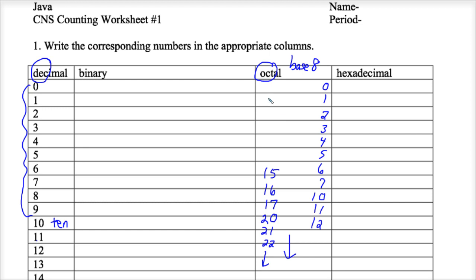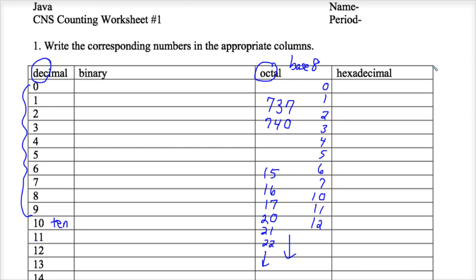Hey, what would be the next number after 7-3-7 in octal? Well, you can't make that 7 into an 8. So this 3 bumps up to a 4. That 7 resets to 0. And that 7, well, nothing happens to it. So there's an example of the next value after 7-3-7 is 7-4-0.